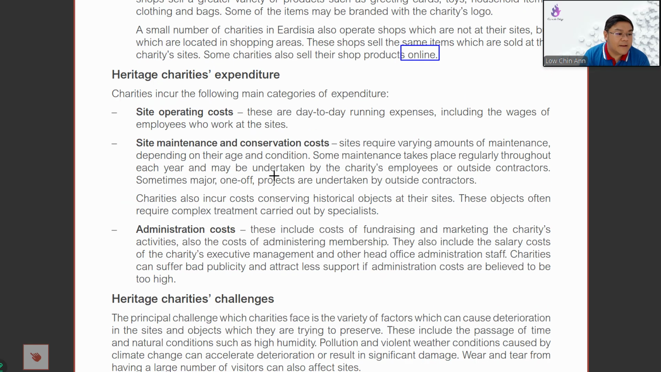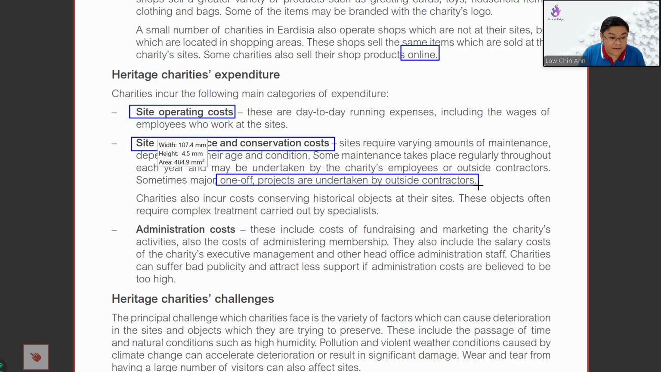Okay, what about their expenses? They say the charities normally incur the following main categories of expenditure. The site operating costs, these are the day-to-day running expenses, the wages of the employees, site maintenance and conservation costs. They require varying amounts of maintenance depending on their age and condition. Some maintenance takes place regularly throughout each year and may be undertaken by the charity's employees or outside contractors, and sometimes one-off projects. And could that be a project management question?